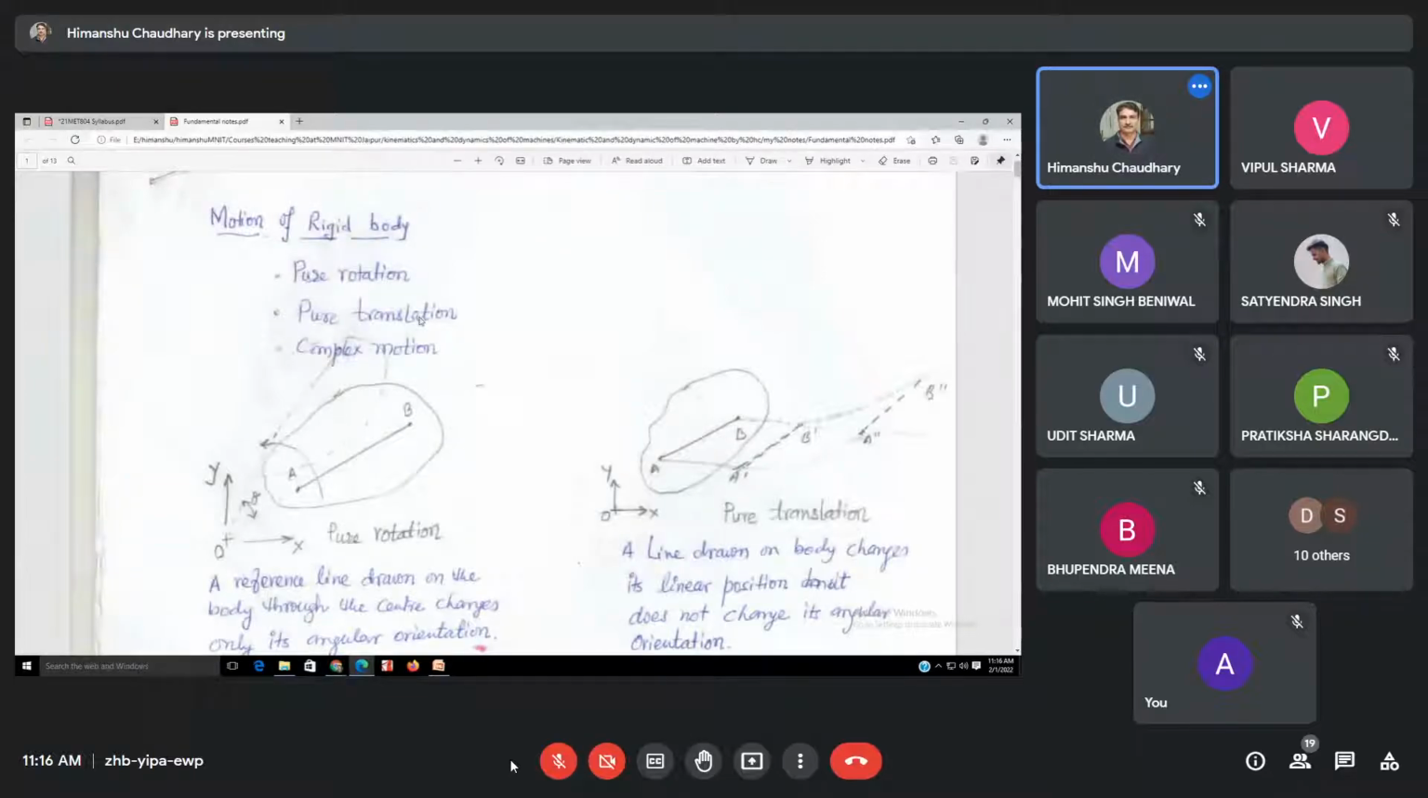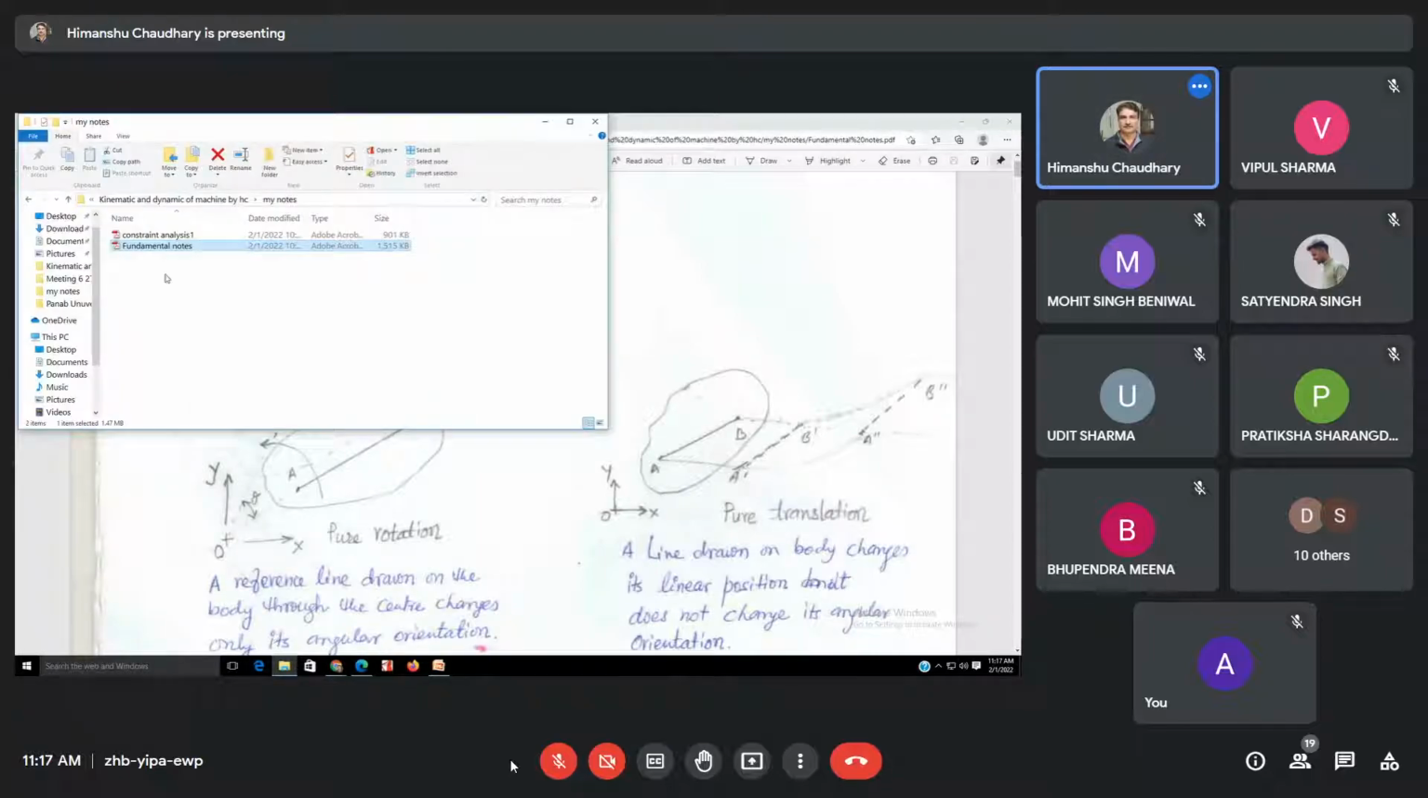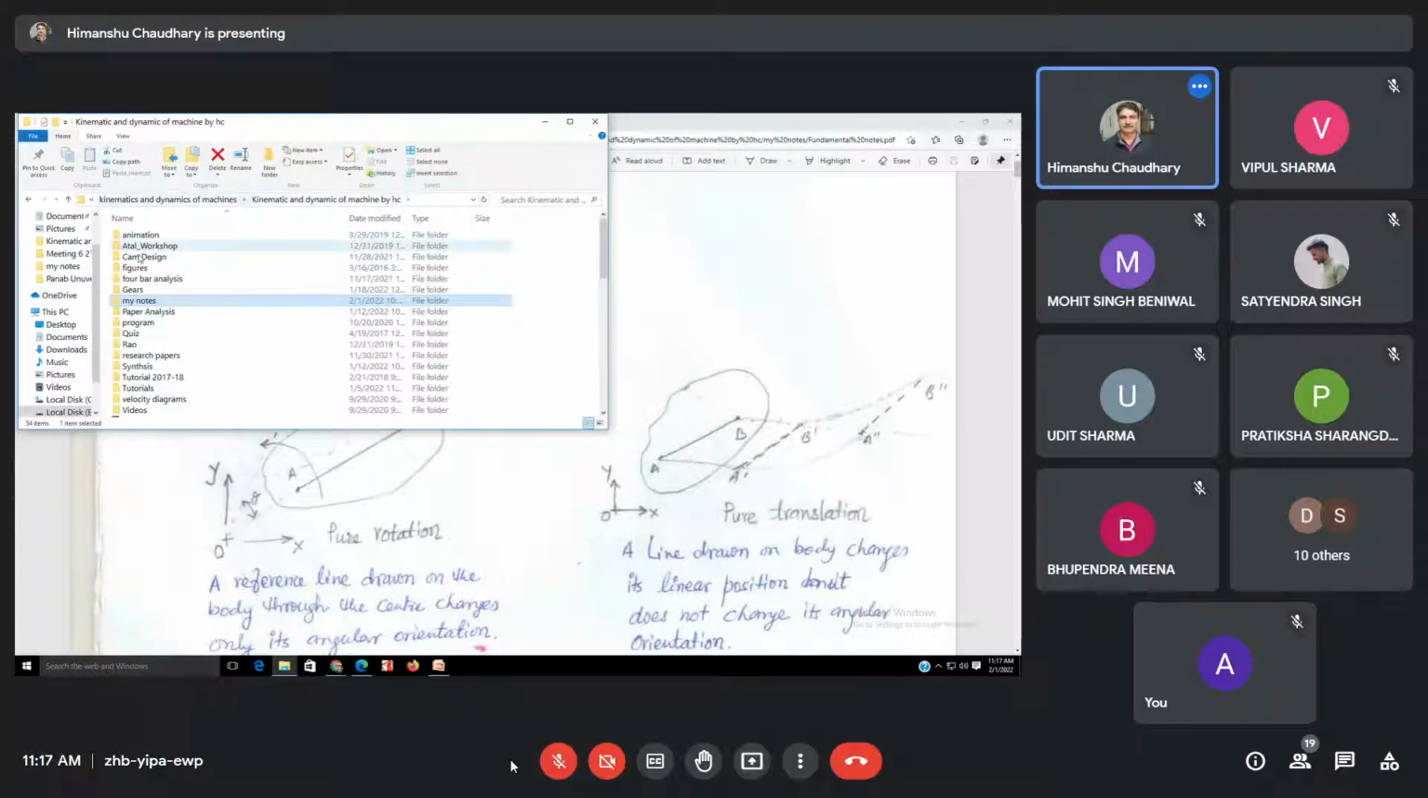Yes. So machines are made of mechanisms, or a collection of several links, joints, springs, and dampers. Right. So there are two distinct aspects of the machines.